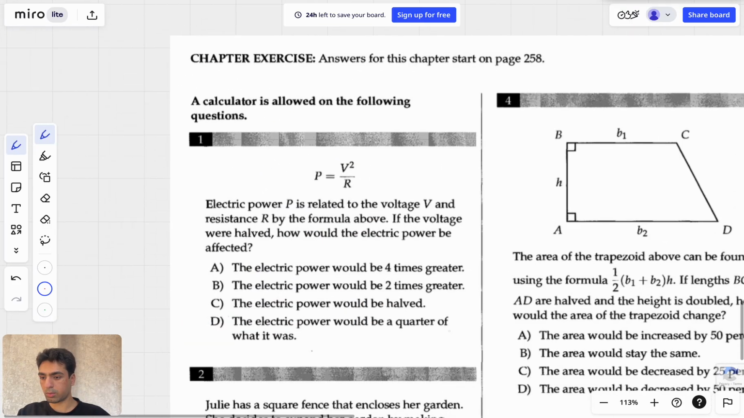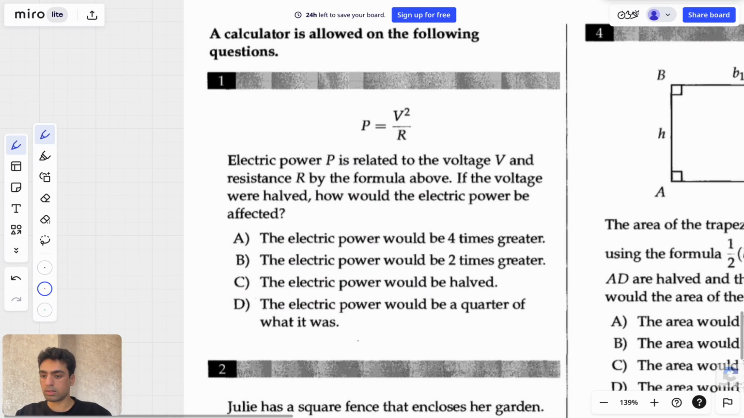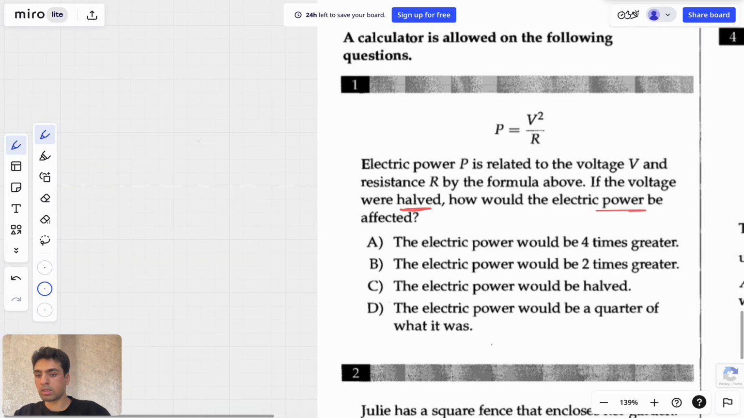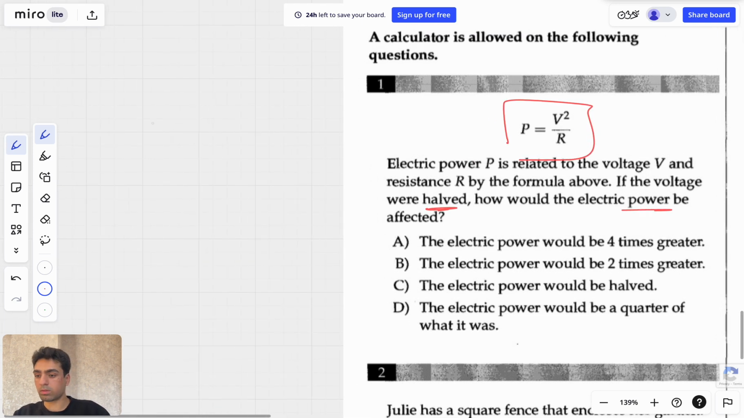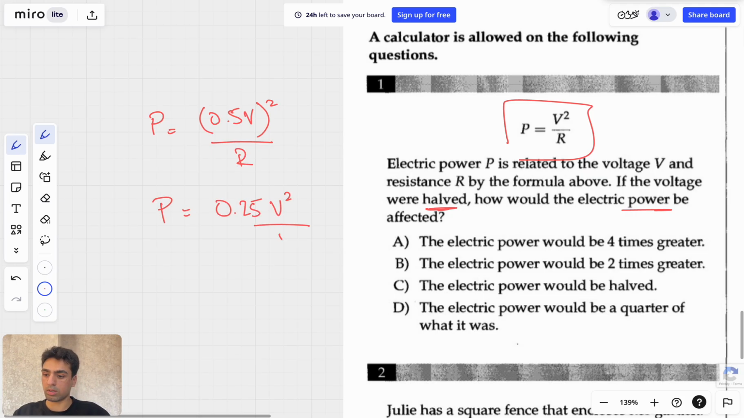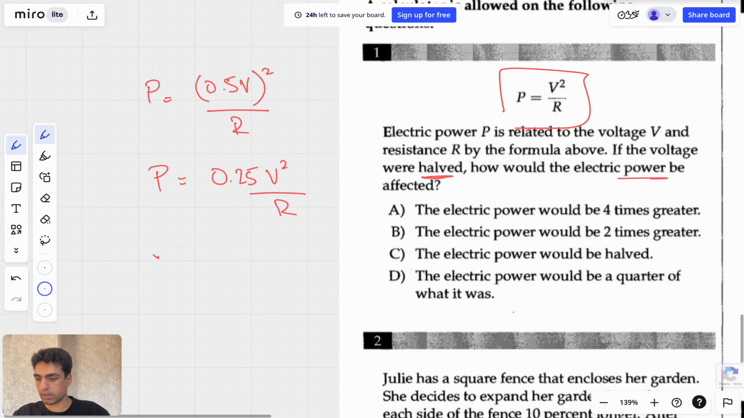Okay, next we have some questions. Question 1, it says that this is the formula for power. The voltage is going to be halved. What's going to happen to the power? So that's the formula, that's the original. And then let's say I make a new formula for the new case. So it says that the voltage is halved. So you can write this as 0.5 V squared, that's the new voltage, divided by R. Everything else remains the same. If you solve for this, you're going to get 0.25 V squared over R. And we can write this as 0.25 V squared over R.